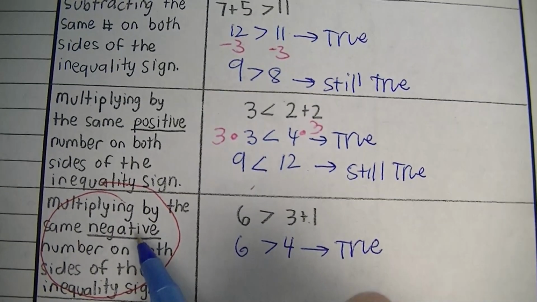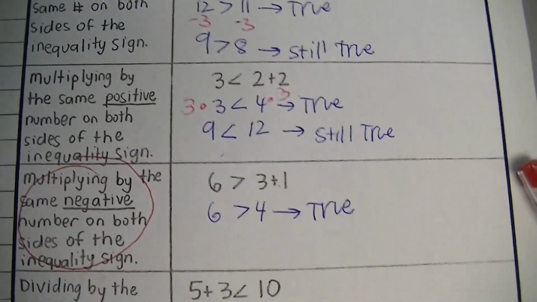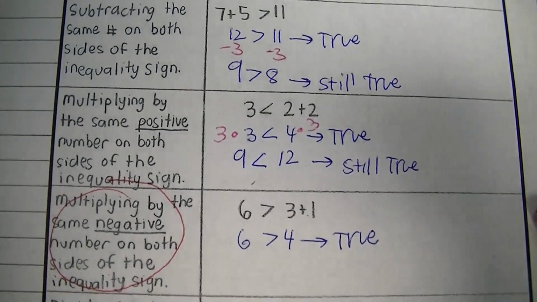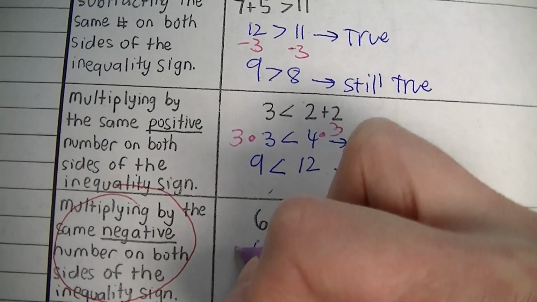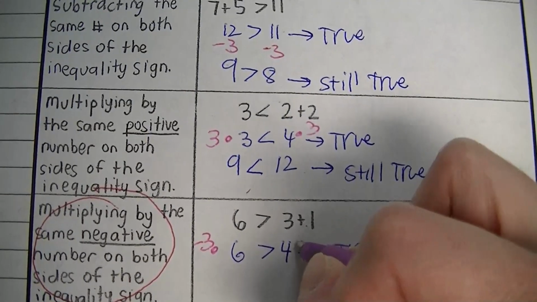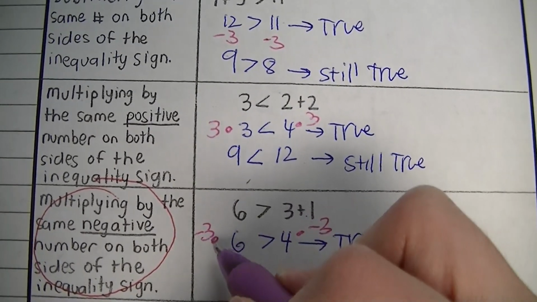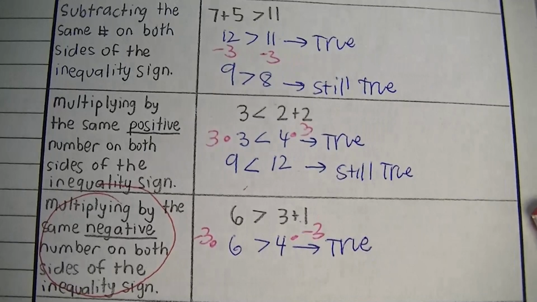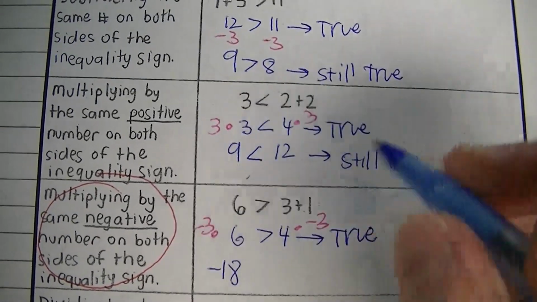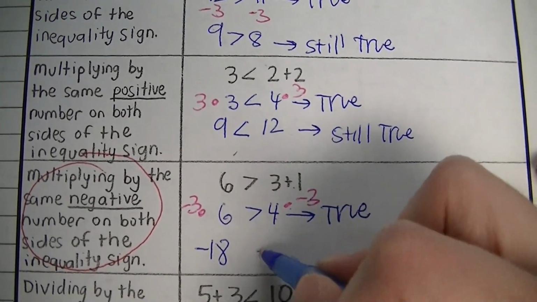So you're going to multiply by the same negative number on both sides. Let's multiply by negative 3. Negative 3 times 6 is negative 18. 4 times negative 3 is negative 12.